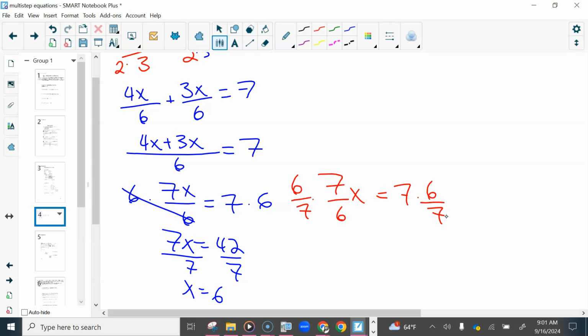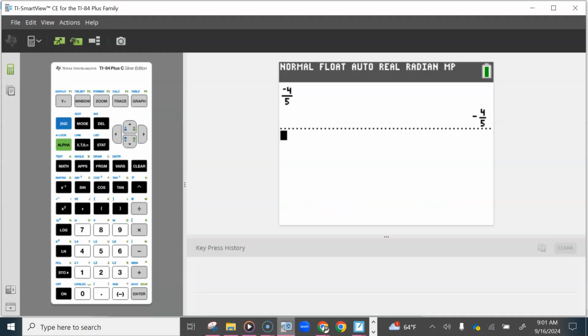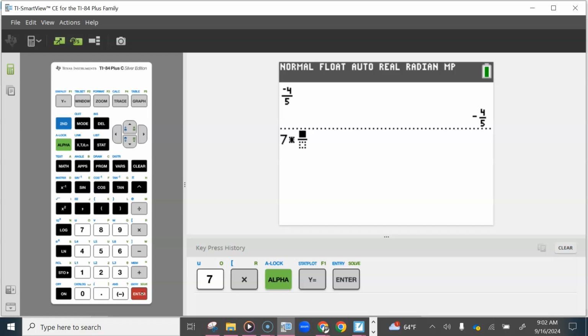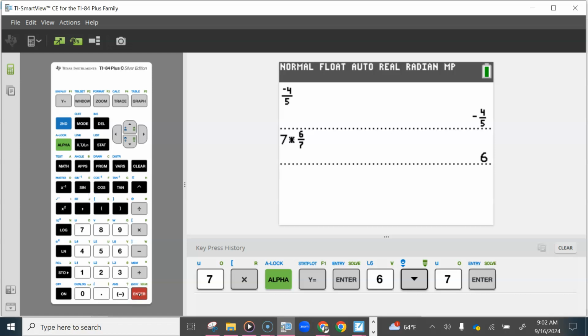So in your calculator, if I wanted to multiply this 7 times this fraction, go into alpha, the green button, and then y equals at the top. And you're going to get something that looks like this. And you're going to go into 1 or go into enter. And that will give you the fraction bar. We want to deal with the fraction bar moving forward instead of dividing and getting decimals. So put in the numerator, hit down to put in the denominator, and then hit enter, and it will simplify that for you.